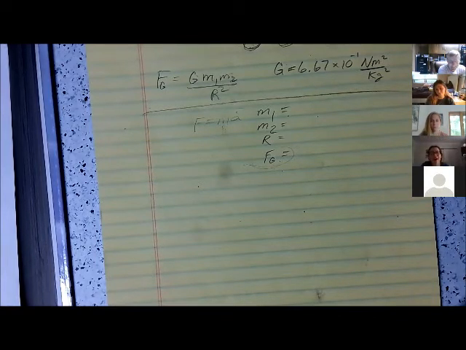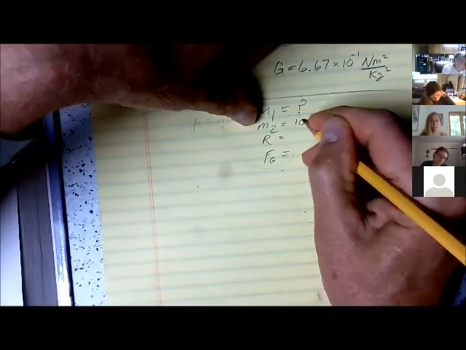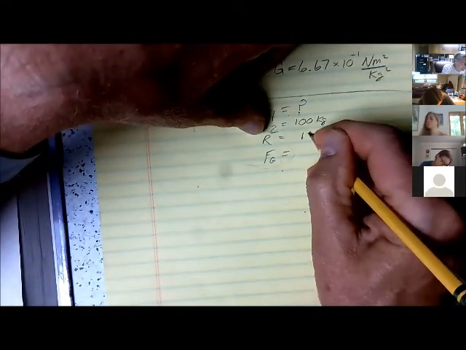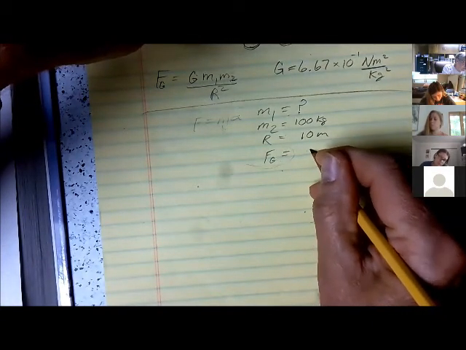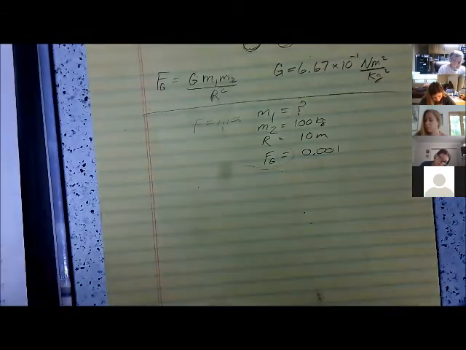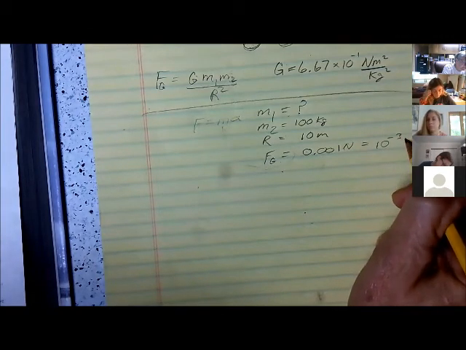Maybe we can do mass 1, just to see? Okay, so we don't know mass 1. For mass 2, let's use an easy number, 100 kilograms. Let's use 10 meters for the distance. And the force is going to wind up being very small, so let's make it 0.001, a thousandth of a Newton. You could plug in 10 to the minus 3 if you wanted.